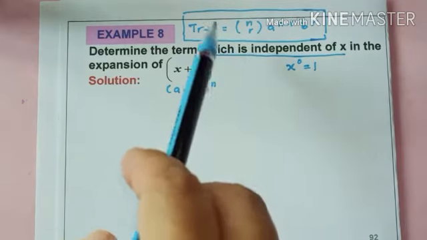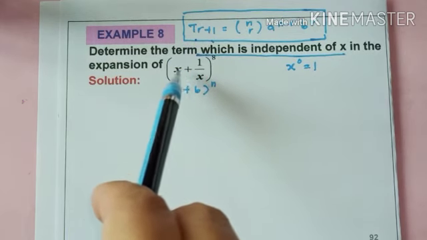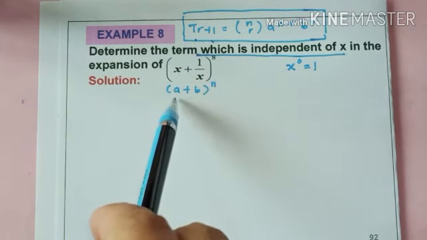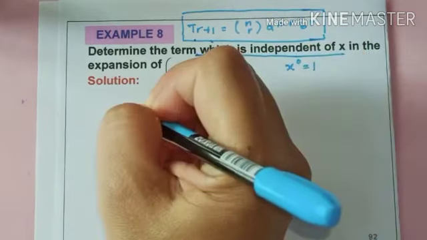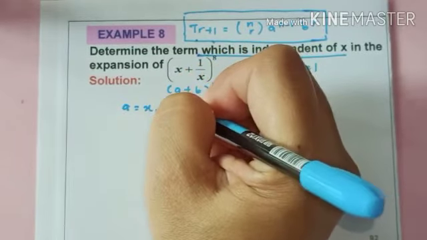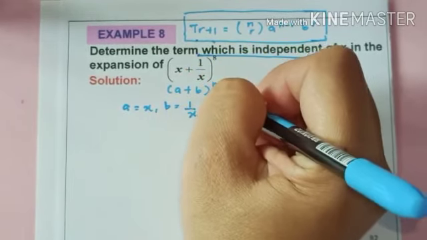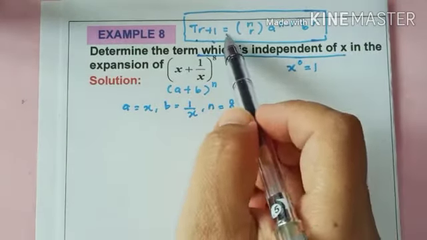Okay, so we want to use this formula, the T r plus 1 formula. For the binomial expression here, we compare with the general form a plus b power of n, so that you can get the value of a is equal to x, and then b is equal to 1 over x, n is equal to 8. After that, you can substitute into this formula.